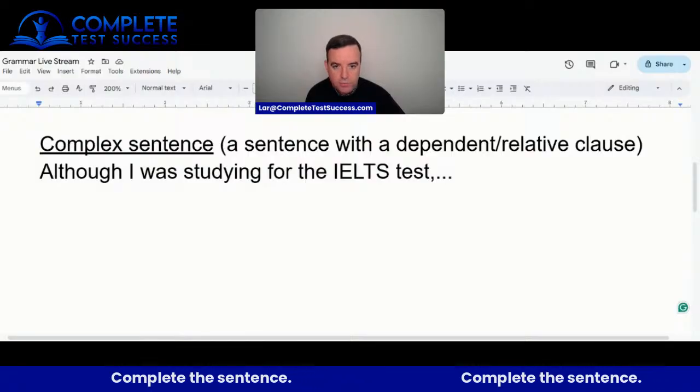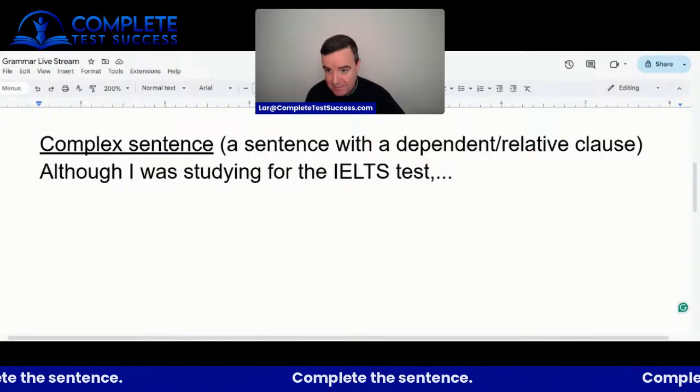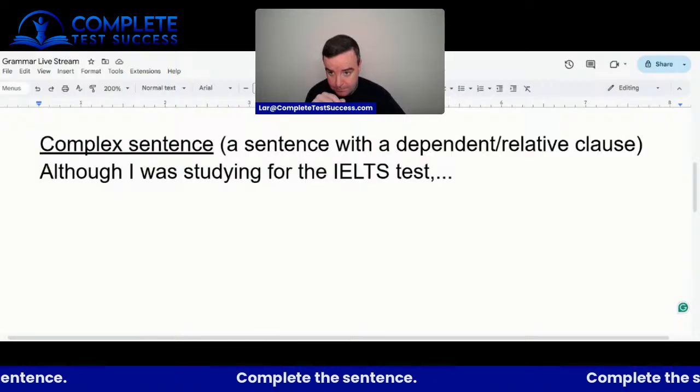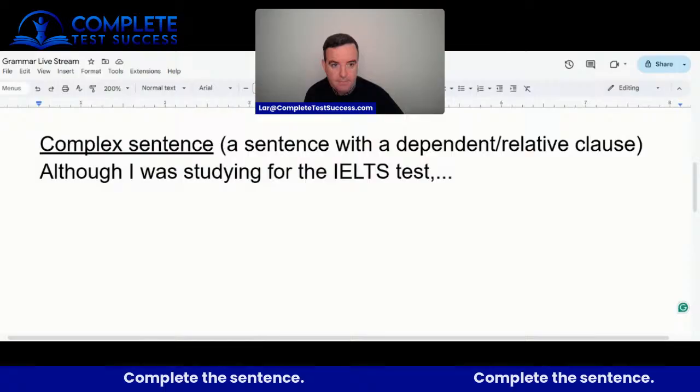Okay, so as soon as you're finished, share your sentence in the comments. I'll give you guys another 30 seconds and then we'll move on after that.